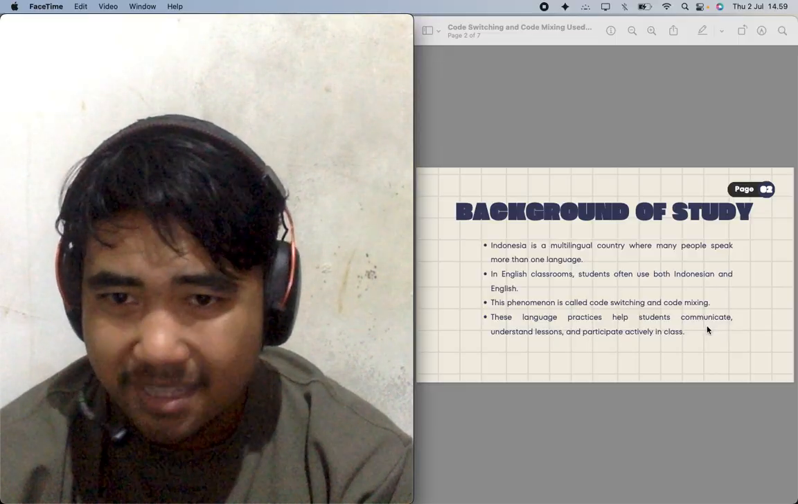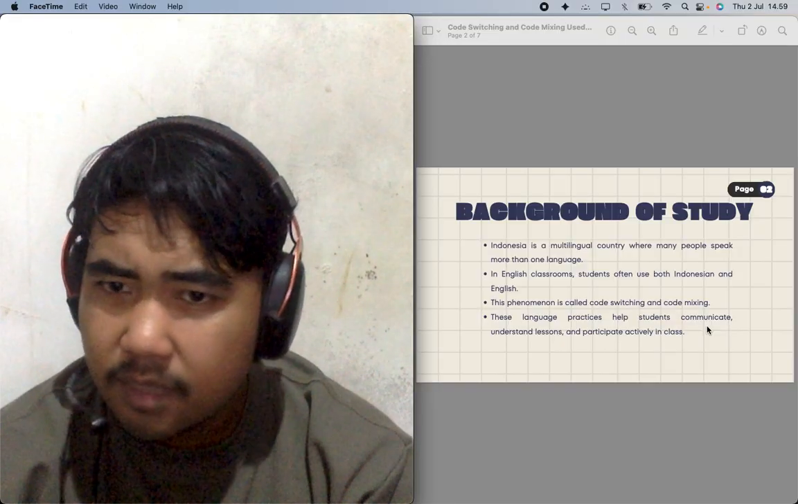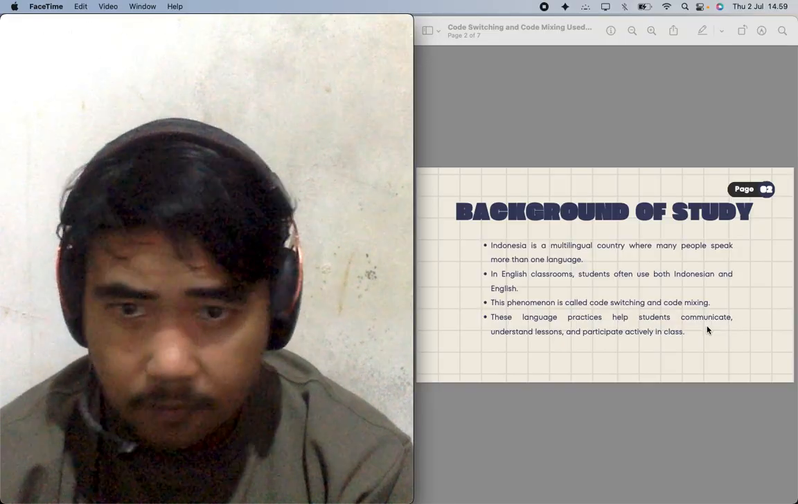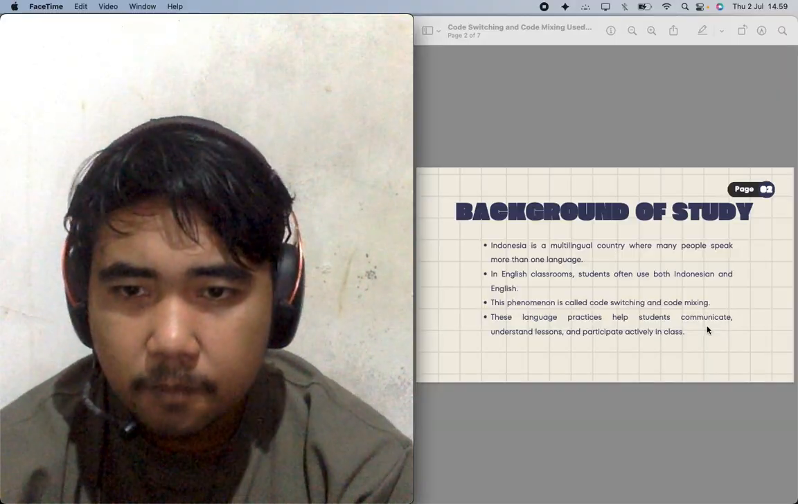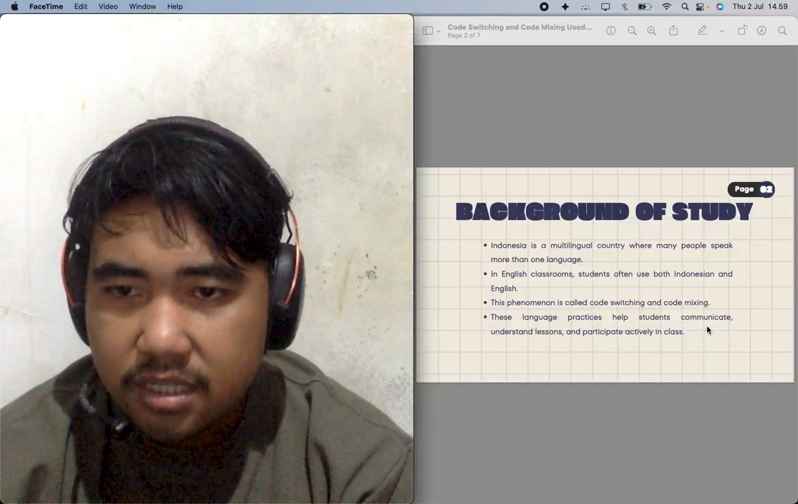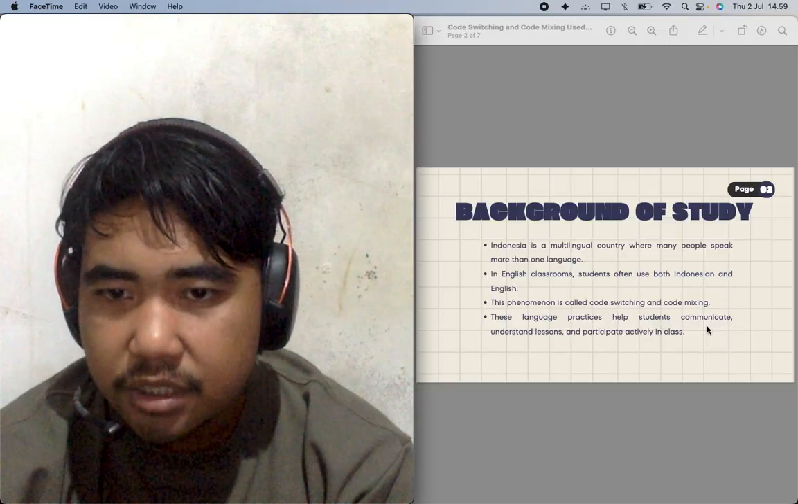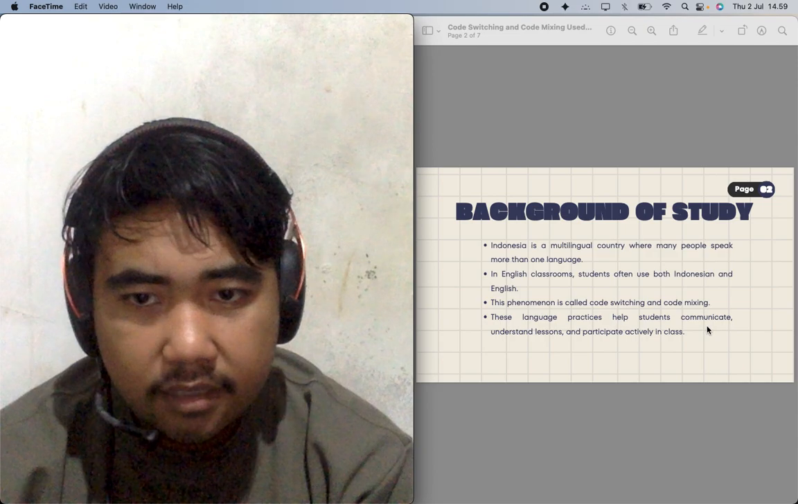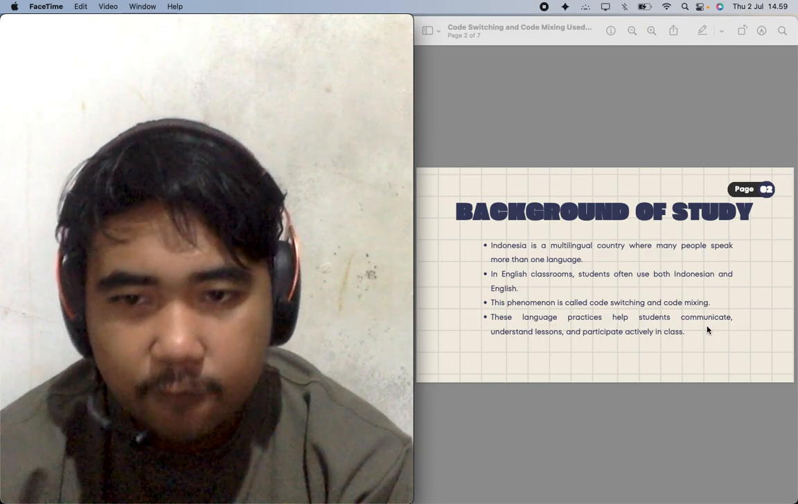Code switching means changing from one language to another. Code mixing means inserting words or phrases from another language into one sentence. The researchers wanted to know how students use this language phenomena in the English classroom and what factors influence them.